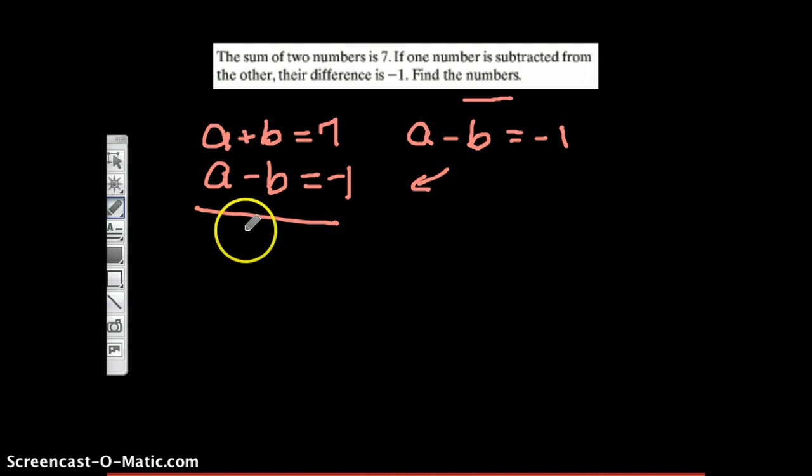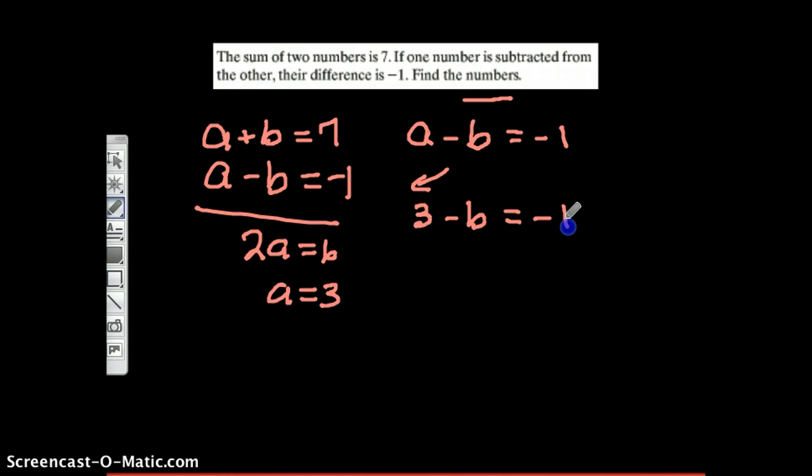Okay, now I'm going to add these two, and I have 2a is equal to 6, and so a is 3, okay? Now, if a is 3, I could put that 3 back over to here, right? Okay, now let's use a little common sense. 3 minus what's -1? It should be -4, right?